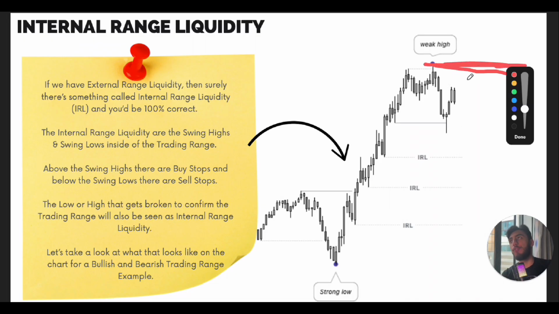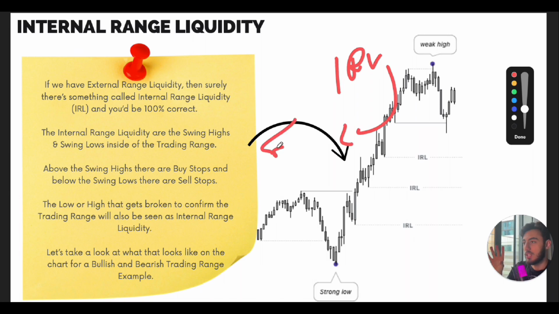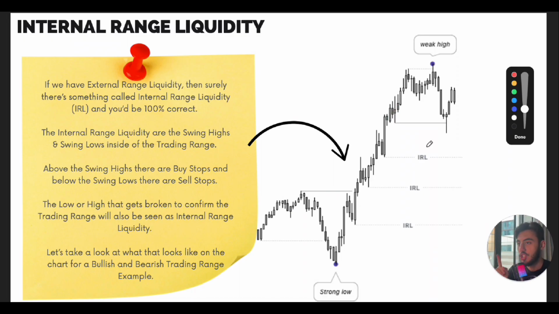But before the external range liquidity is taken out, there should be something taken out. The internal range liquidity should be taken out. So first, internal is going to be taken out. After internal range liquidity, price is going to take out the external range liquidity. Then this cycle repeats. I don't want to dive into the cycle, but first, internal range liquidity is going to be taken out.